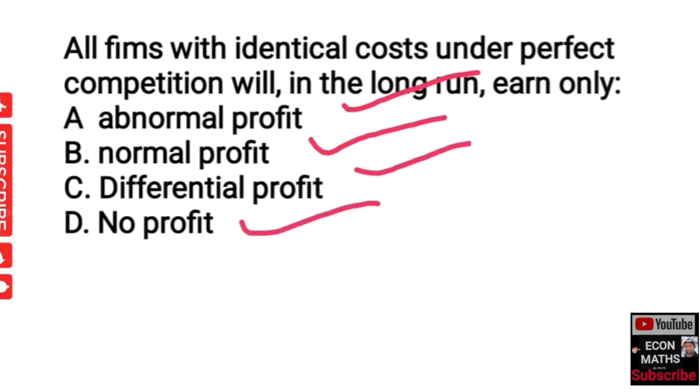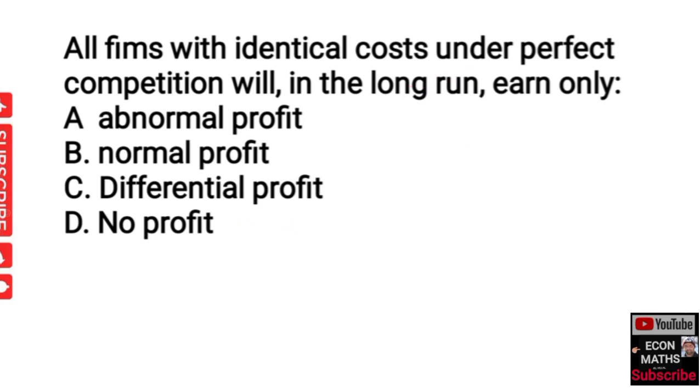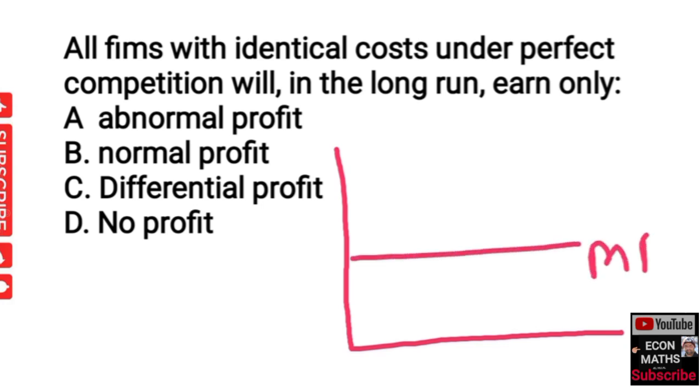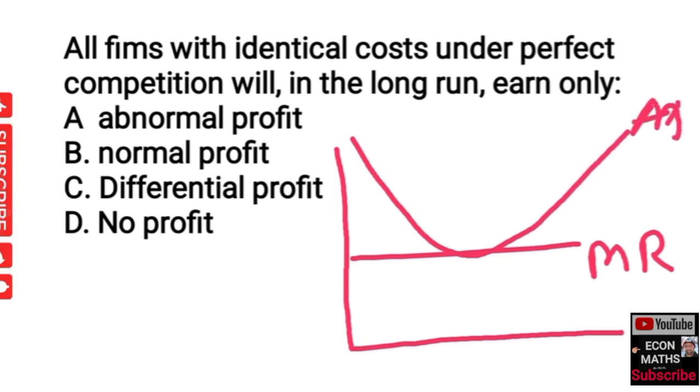So in the case of the long run, the long run in perfect competition is given by this. We have marginal revenue or price and our average cost. When the average total cost is tangent to our marginal revenue or price, at that time we say the firm enjoys zero economic profit.